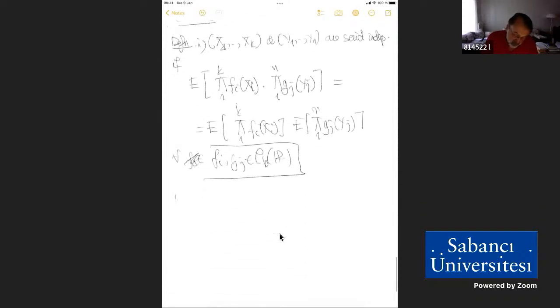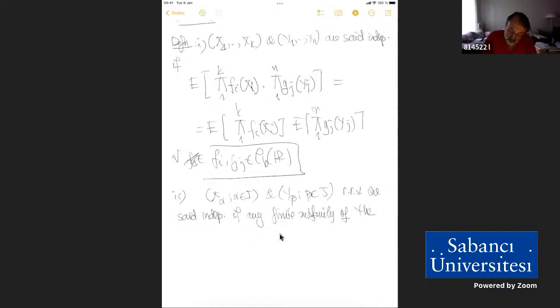Then I will say that two arbitrary families, X_alpha with alpha in I, and Y_beta with beta in J, which are two arbitrary families of real random variables, are independent if any finite subfamily of the former is independent of any finite subfamily of the latter.